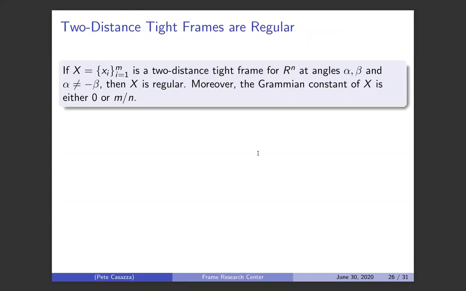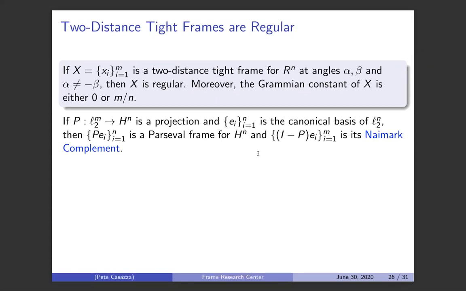If X is a two-distance type frame for R^n at angles alpha and beta, if alpha is not minus beta, then alpha is already regular. Moreover, the Gramian constant of X is either 0 or m over n. So the Gramian constant of X being either 0 or m over n means either the rows sum to 0 or the rows sum to m over n.